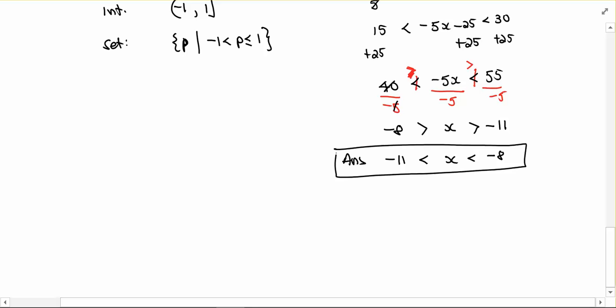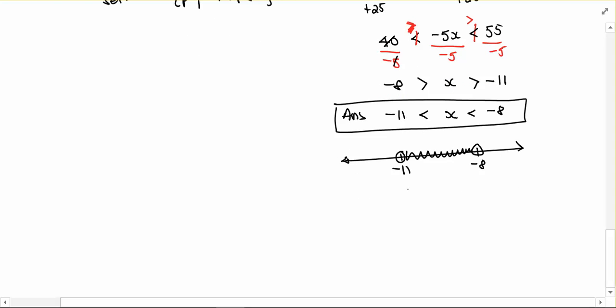And so if I would draw a graph of this, here is minus 11, here is minus 8, open circle, shaded in. And in interval notation, that would be minus 11, minus 8. And in set builder notation, that would be x, line, and your answer.